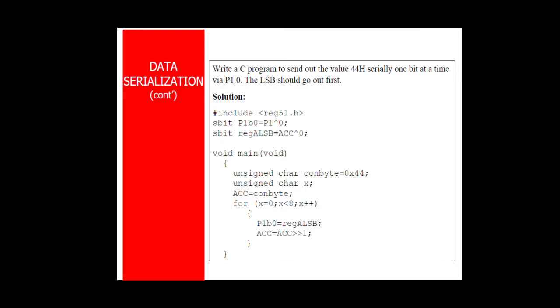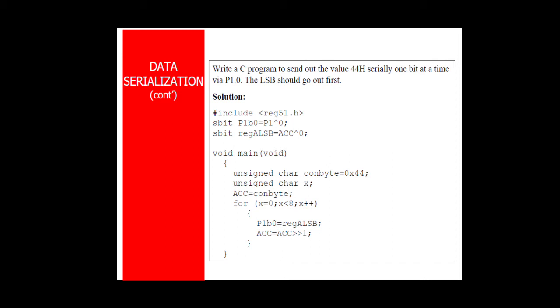Write a C program to send out a value 44H serially one bit at a time via P1.0. The LSB should go out first. Here first we need to store the data 44H into accumulator, and from the accumulator we have to move the data one bit at a time via P1.0. Therefore we need two variables, one to refer to P1.0 and another one to refer to the LSB of accumulator.